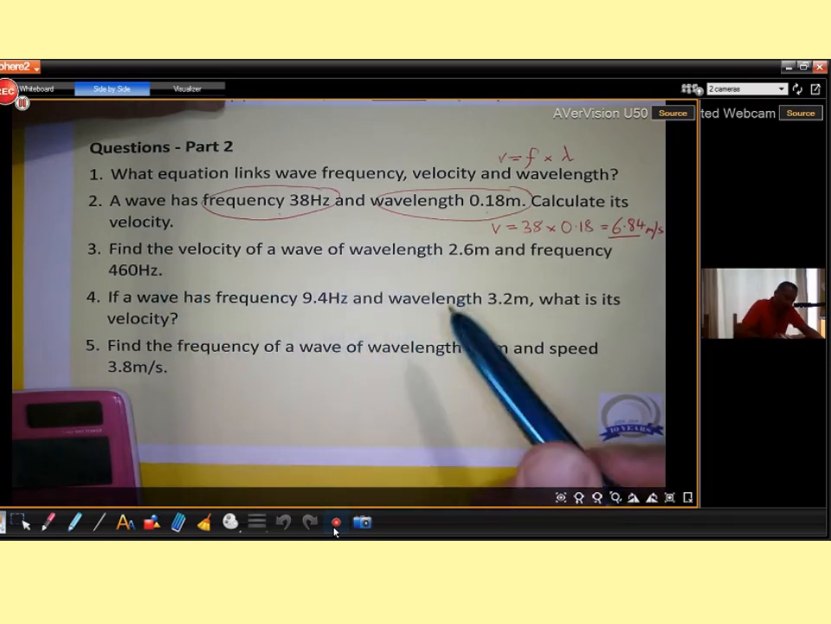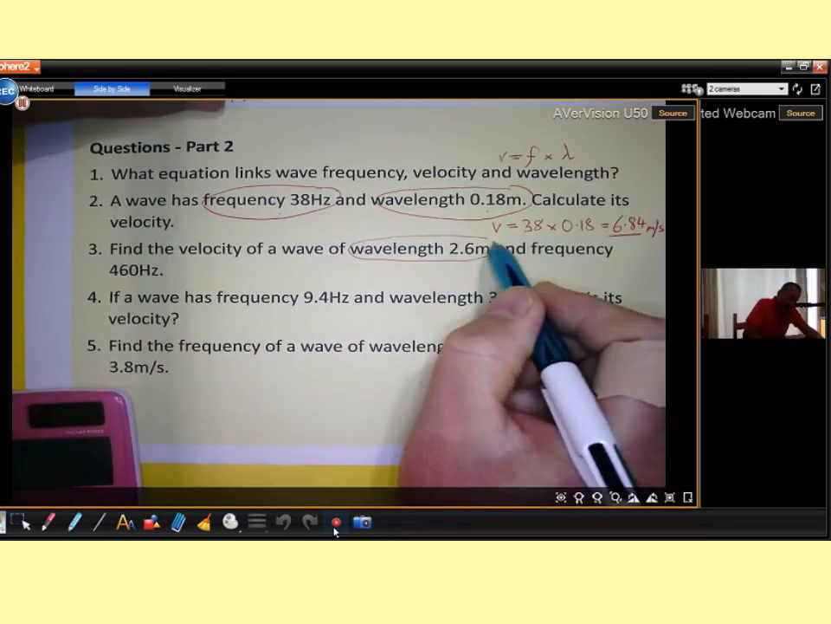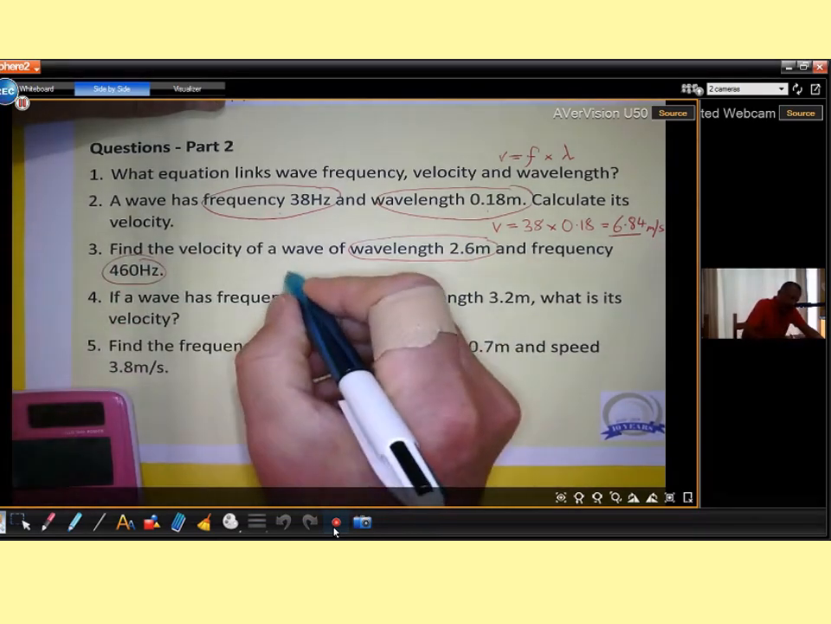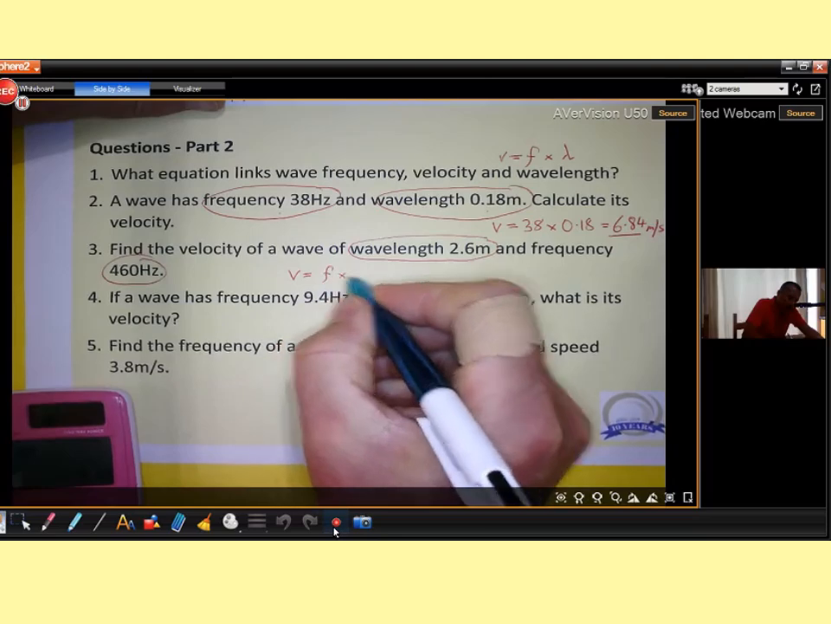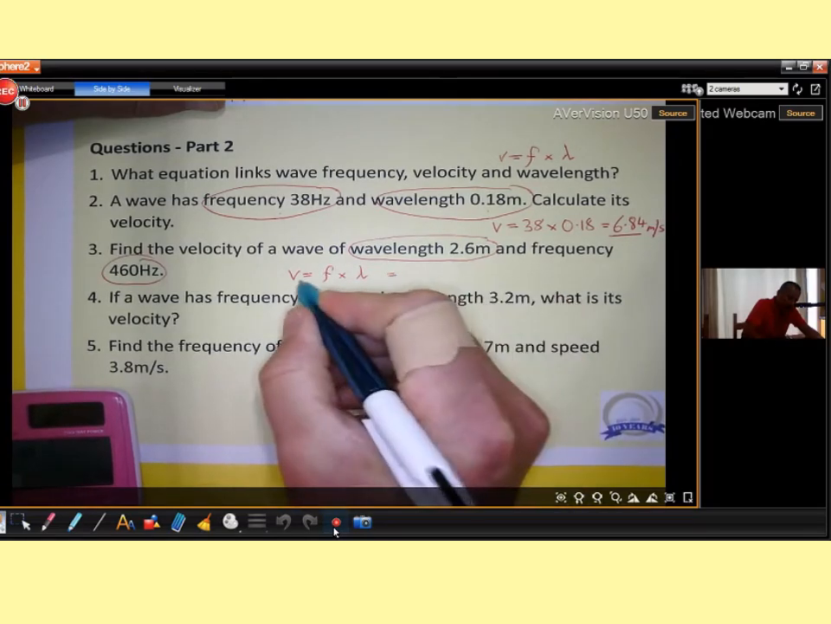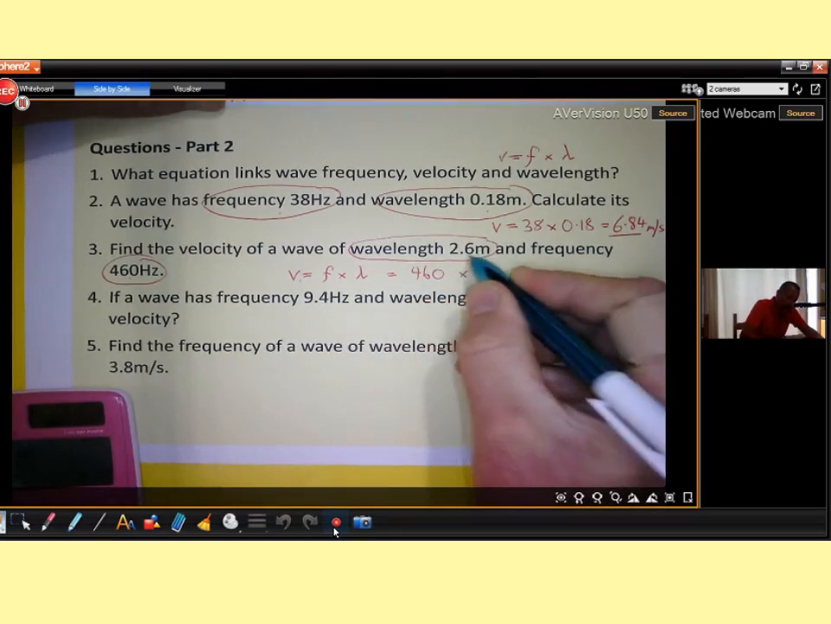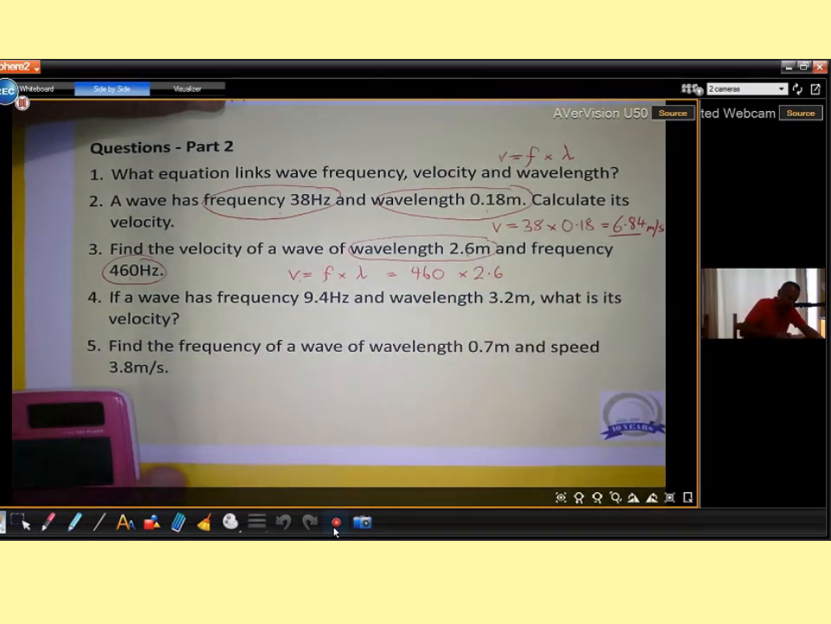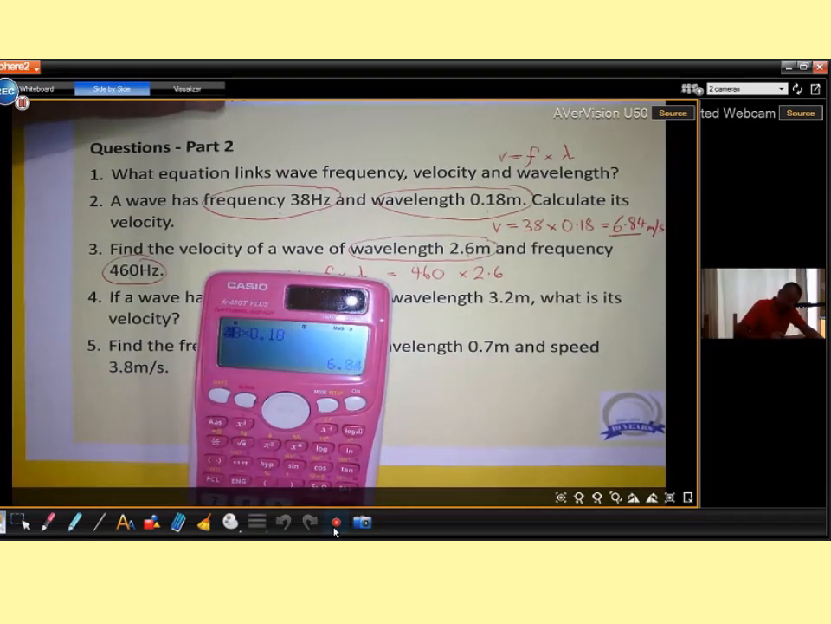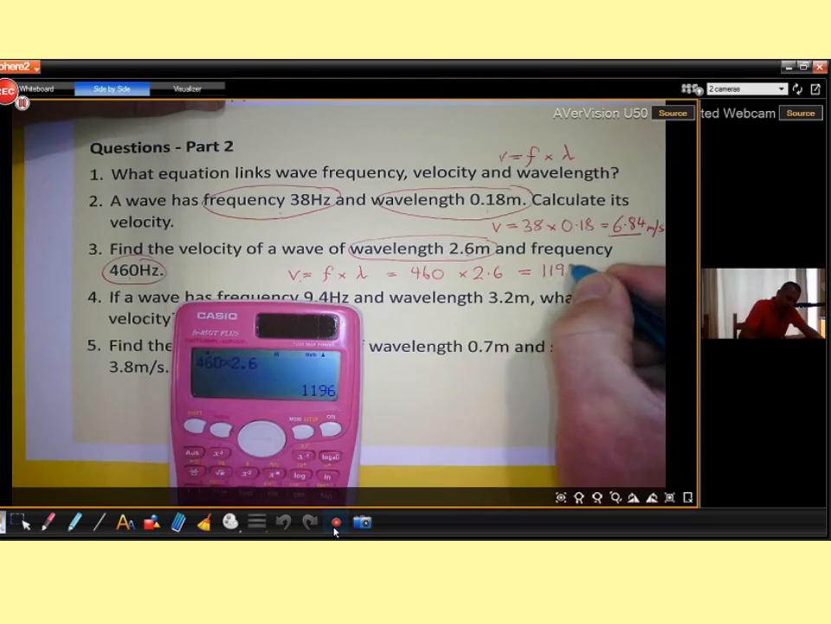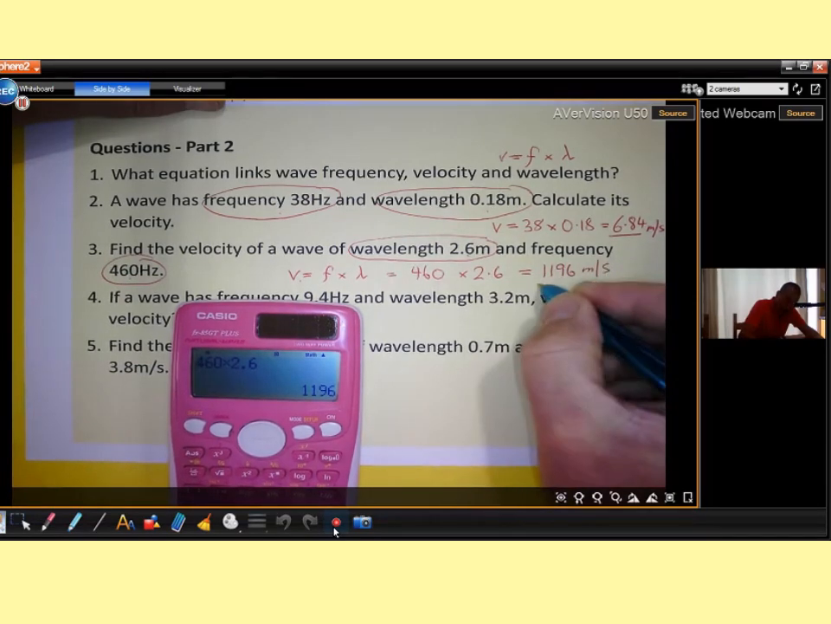And the velocity, so same again, we know the wavelength, this time it's 2.6, and the frequency is 460. So velocity equals frequency times wavelength. So velocity equals 460 times 2.6. 460 times 2.6 equals 1196 meters per second. Underline the answer.